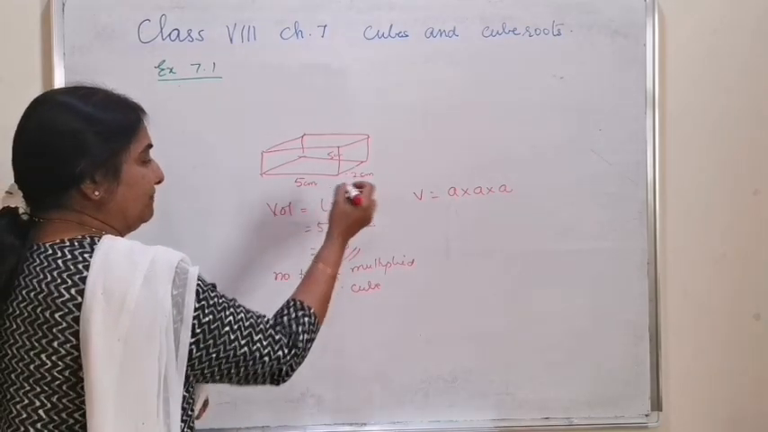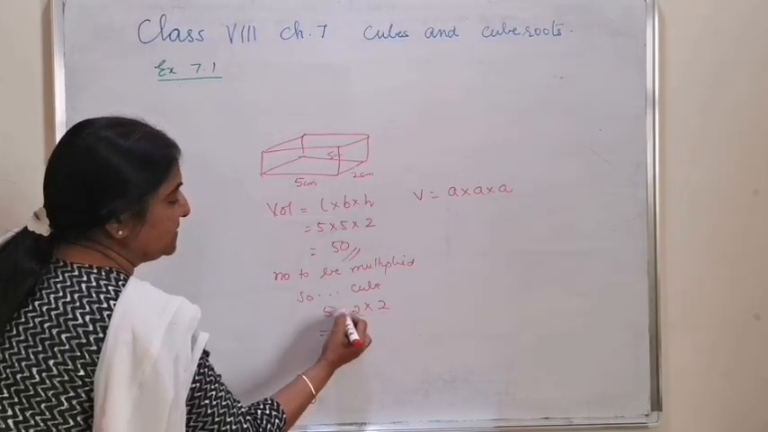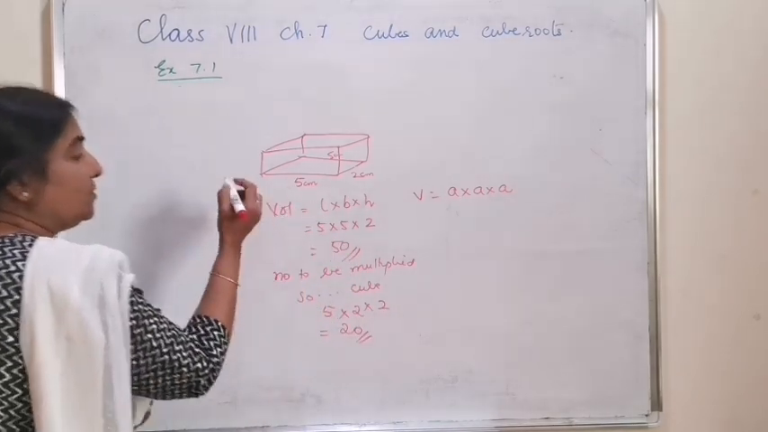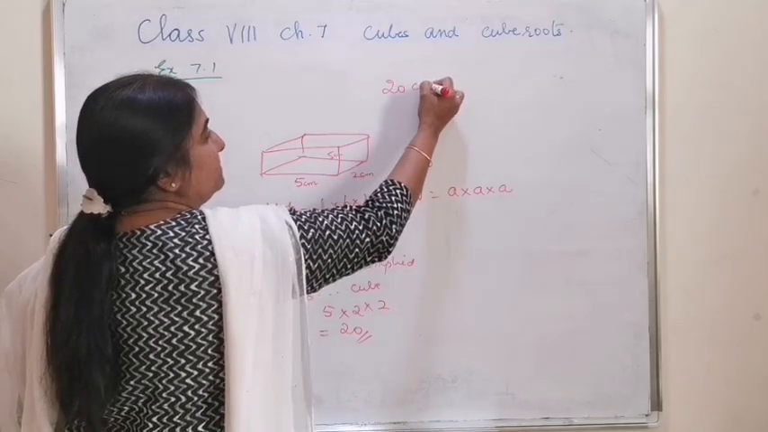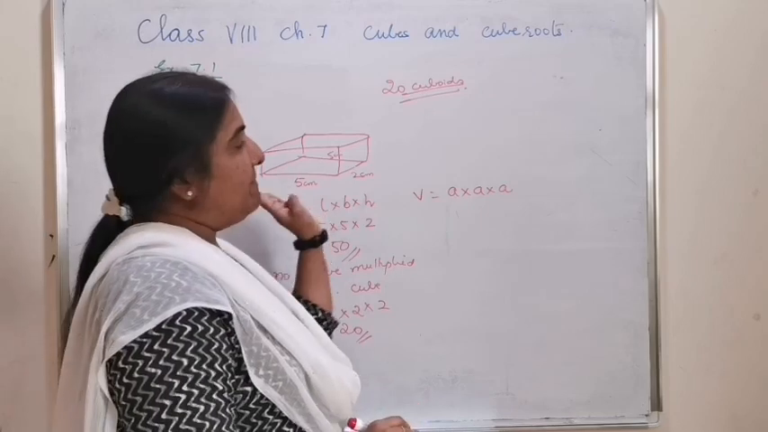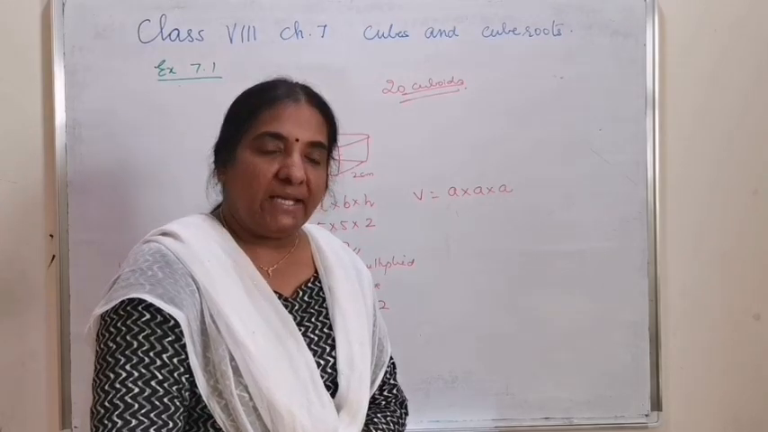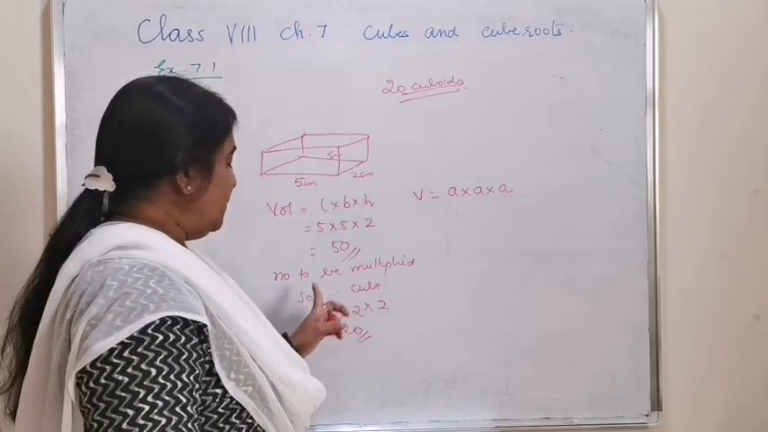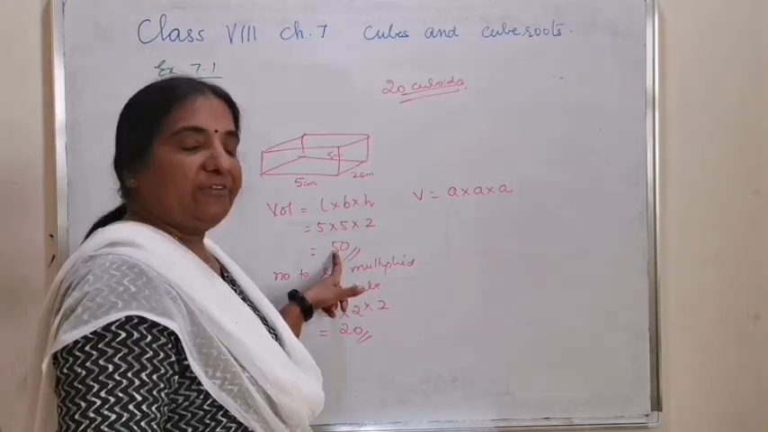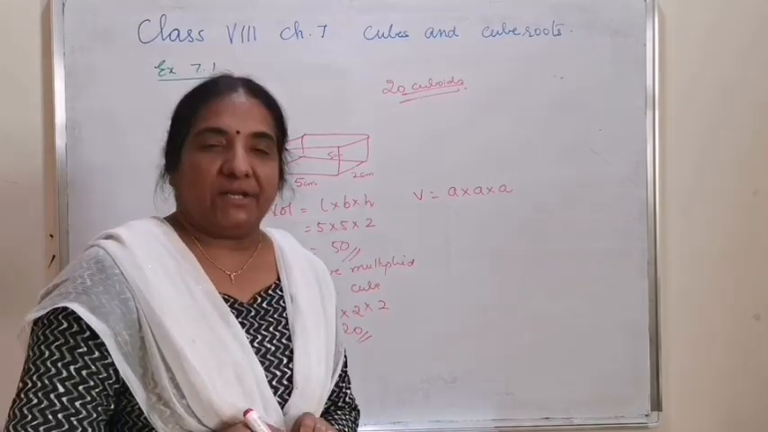You can see that the number is 5 into 2 into 2, that is 5 2s are 10, 10 into 2 is 20, that means 20 cuboids. The volume of these 20 cuboids will match with the volume of the cube. The concept is that way, but the application is, what is the least number to be multiplied so that the particular number 50 will become a cube number. That is, 20 cuboids are required.